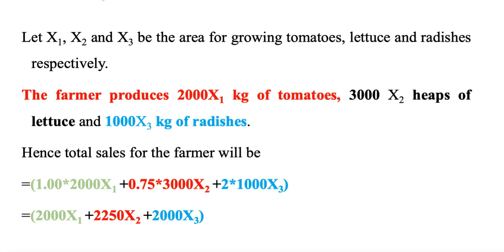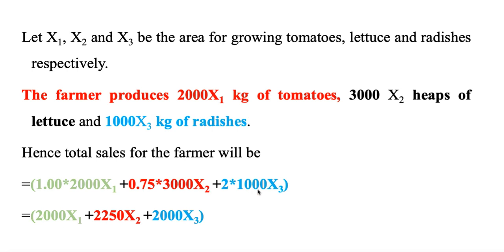And the total sales of heaps of lettuce: x2 is the total area under cultivation for lettuce, 3000 is the output per acre, and 0.75 is the price per heap. So the total sales from x2 acres of land for 3000 heaps of lettuce at 0.75 rupees, when we multiply, will be the total income from the lettuce.